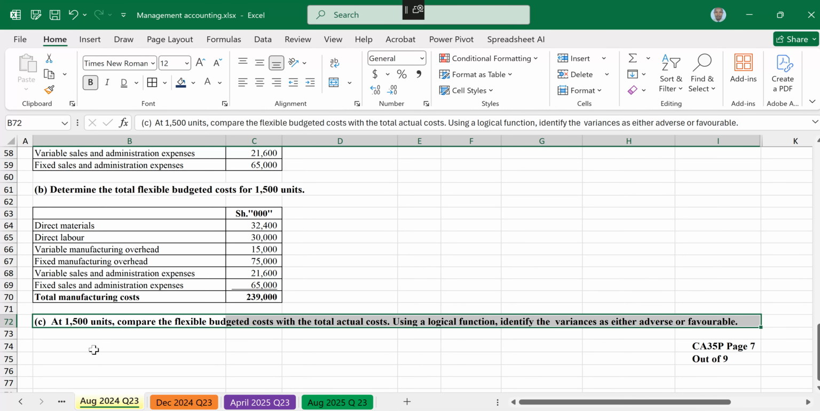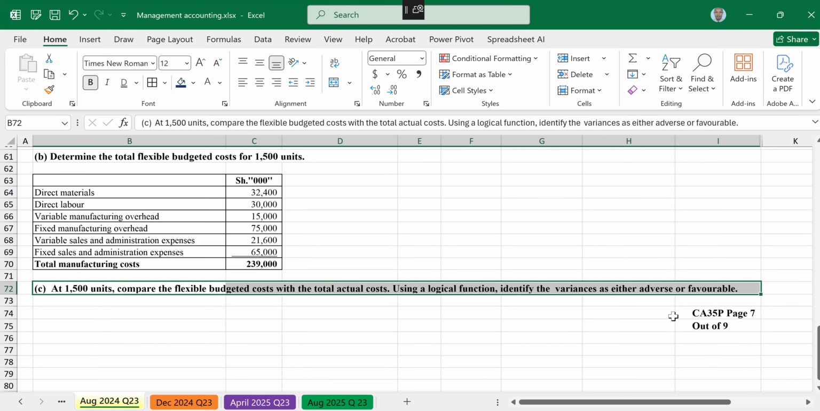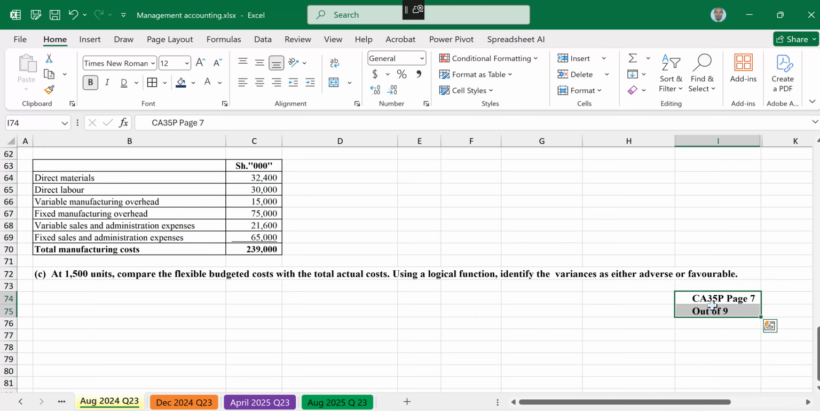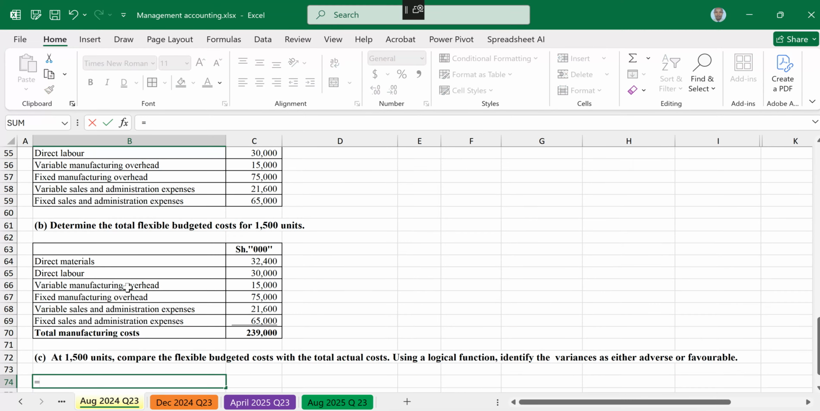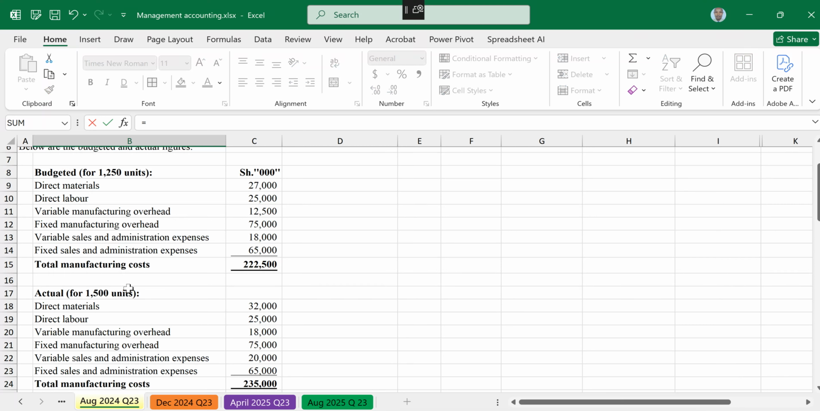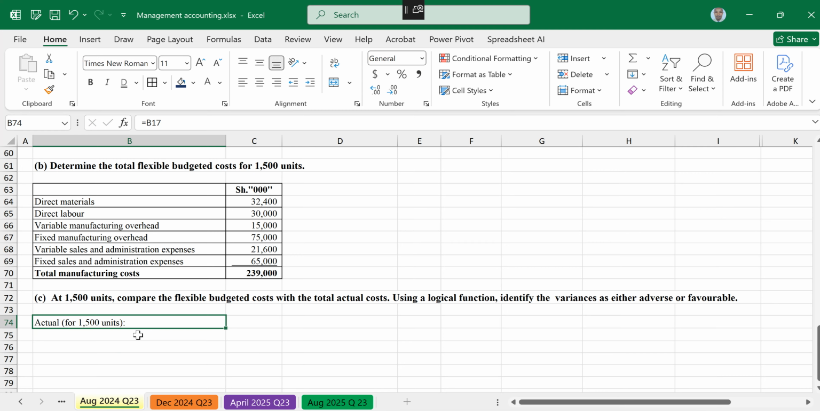So at 1,500 units, compare the budgeted costs with the total actual cost, and using a logical function, identify the variances as either adverse or favorable. So here we'll have an equal sign, then move up and pick actual. We have the actual for 1,500, actual, or they want us to compare.